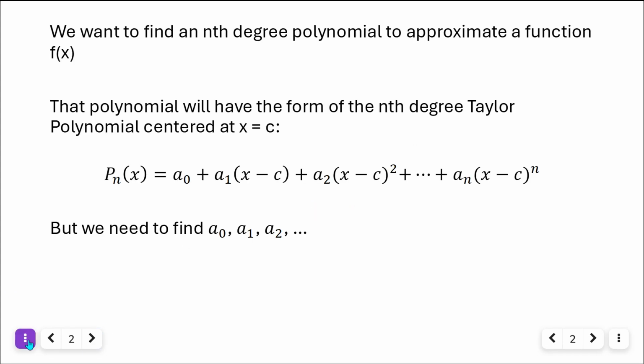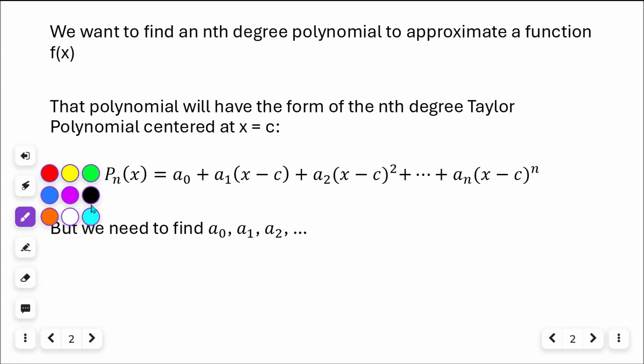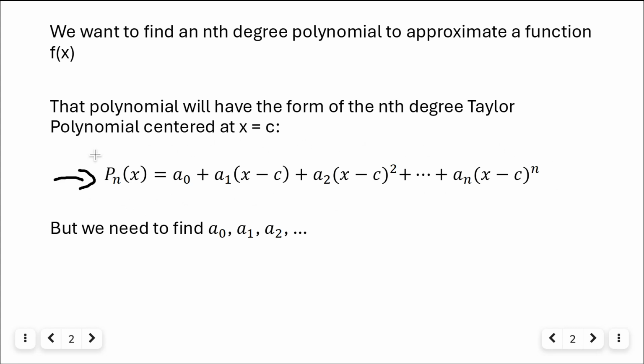So again, the goal behind this video is to find an nth degree polynomial to approximate the function f of x. So that polynomial will have the form of the nth degree Taylor polynomial centered at c. So this is what the form looks like. We saw this form a little bit at the very end of the last video when we tried to make that second degree Taylor polynomial approximation.